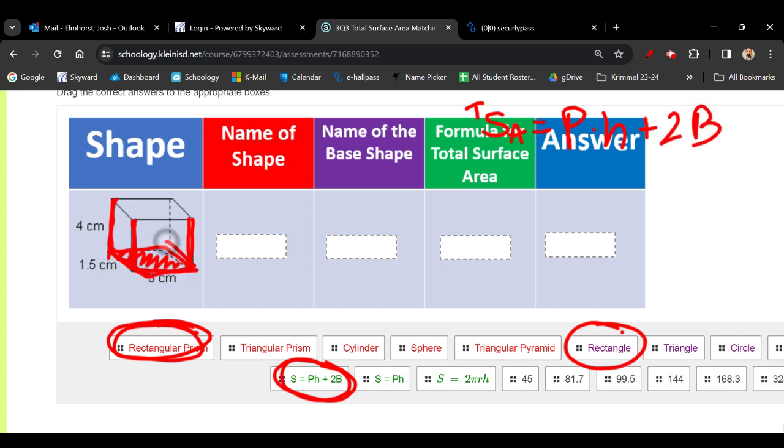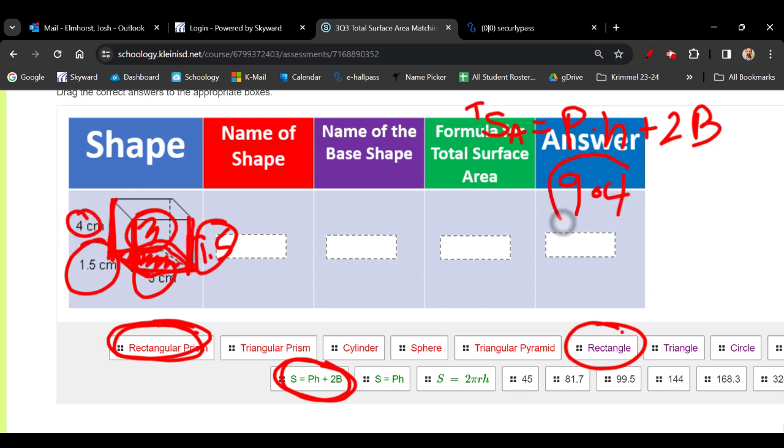So if we focus on the perimeter here, we have 1.5 and then 3 on the backside. So we add that all together. The perimeter is going to be 9. And then the height going vertically is going to be 4. So we got the first part of it for the total surface area. Now we need to find the area of the two bases and then multiply by 2.